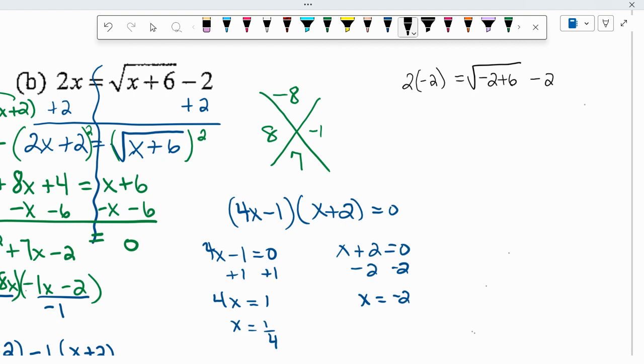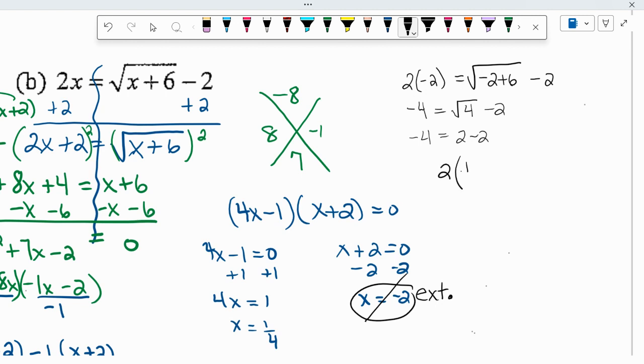Thank you. So 2 times -2 is what? 2 times -2 is -4 equals, what is a positive 2, or a -2 plus 6? So I have the square root of 4 minus 2. What is the square root of 4? So does -4 equal 2 minus 2? So this one doesn't work. So this one is extraneous. Let's check the next one.